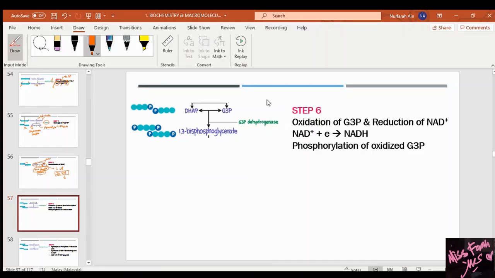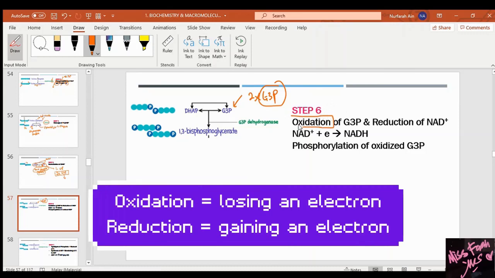Now that we have two molecules of G3P, because DHAP has been converted to G3P, each G3P will undergo step 6. What happens is that it will undergo transfer of electrons, and this involves a redox reaction. G3P will undergo oxidation, which is the process of losing an electron.